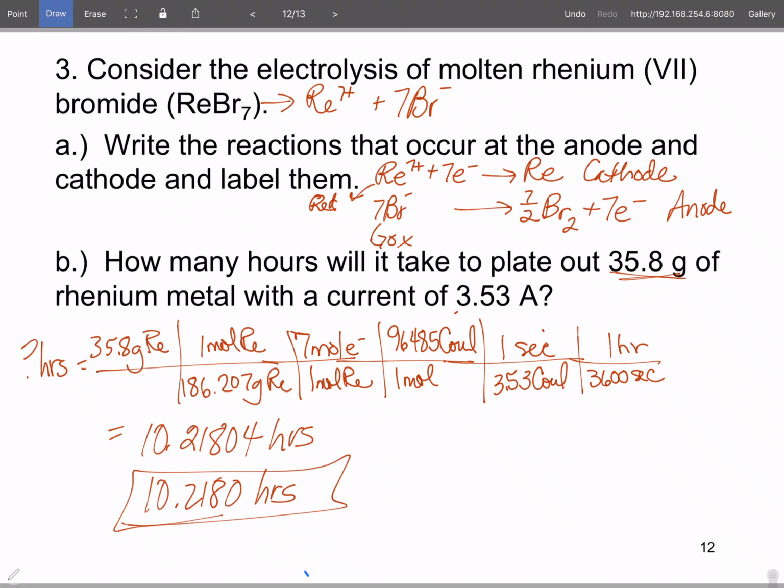Okay, and again, this is very similar to the previous ones, except in the previous ones we started with our amperage and our time. In this case, we started off with our amperage and our mass, so we calculated it backwards. It doesn't matter as long as you use your units, and your units will tell you where to go and what to do next. You are good to go on this.